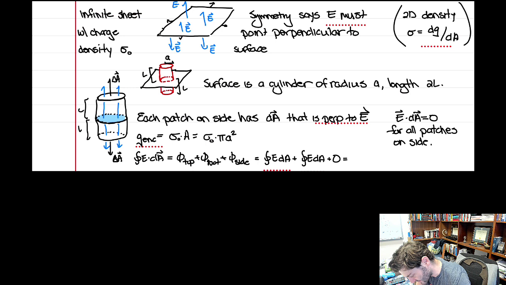So then it looks like it's 2 times the electric field, because that can come out of the integrals. Then it's an integral over just the area of the top and the area of the bottom. So that looks like 2E times pi a squared. And then that equals 1 over epsilon naught times the charge enclosed, sigma pi a squared.